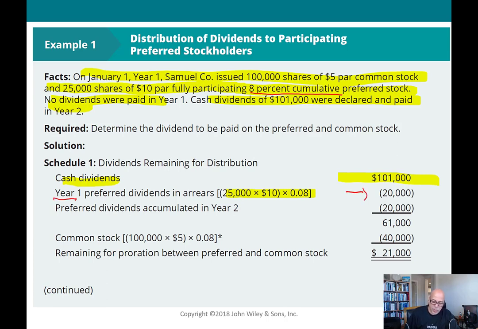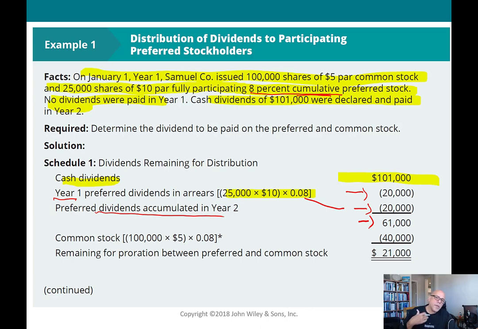That's year one because we have to catch them up because it said it was what? Fully participating and cumulative, right? So we got to catch them up for year one because no dividends were paid in year one. We pay the dividend in year two, so they accumulate their year two amount, same calculation. Okay, they get the amount for year two, and there's that pot of money, 61,000, that is left over.